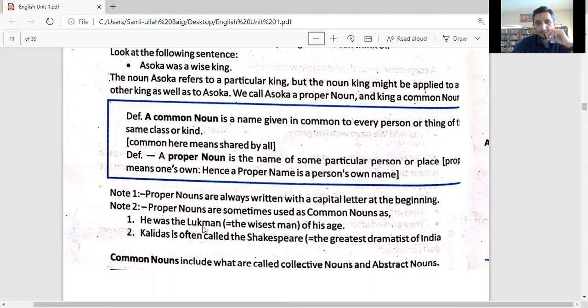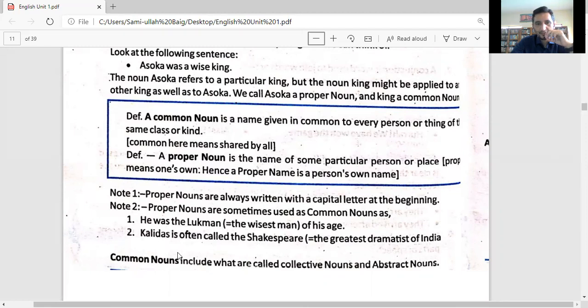For example, Shakespeare you might have heard of, and Luqman in our tradition. So he was the Luqman. So Luqman here has been used in the sense of a wise man. So technically it's a proper name, but here in usage it's used as a common noun.